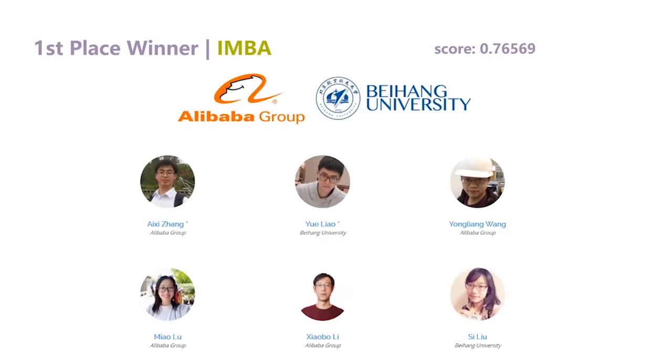And the first place winner is Team IMBA. They design a three-stage algorithm flow. Specifically, the three stages are detection stage, relation prediction stage, and relation combination stage. They apply a Swin Transformer-based SGG model for this task. And amazingly, they achieved great performance. The score of accuracy is 0.766. The team members are Yi Liao, Yankian Wang, Mel Lu, Yao Li, and C. Liu. Congratulations!